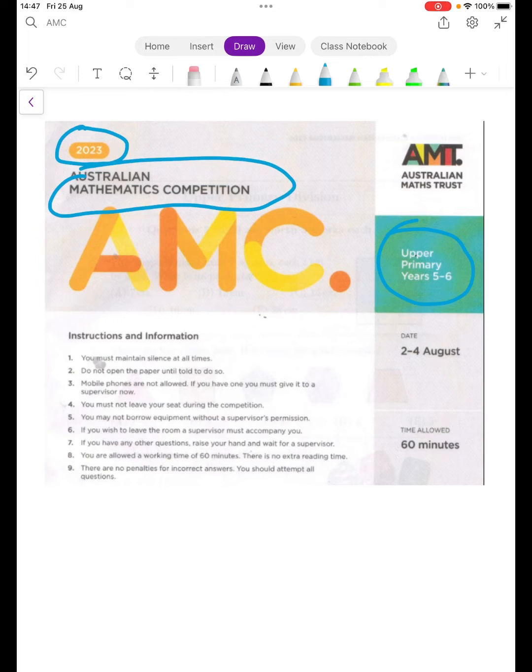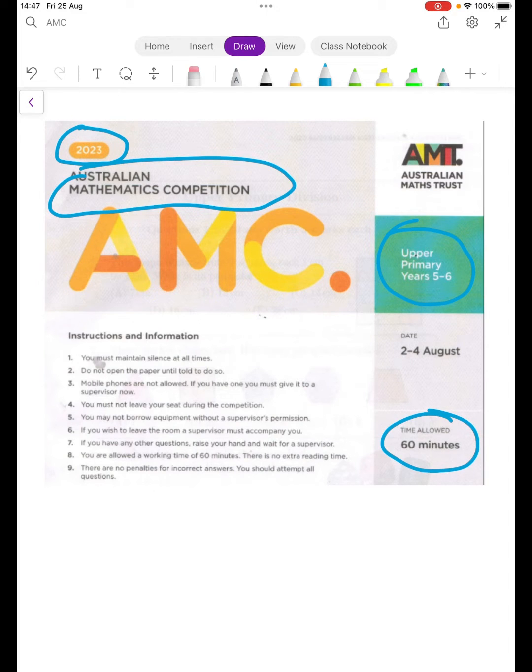Now a point to be noted is in upper primary level you can still use the calculators. For middle primary and upper primary the calculators are still allowed if you need to, but next year onwards, junior division, they do not allow calculators. All right, let's go on.